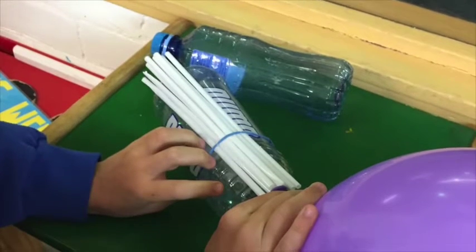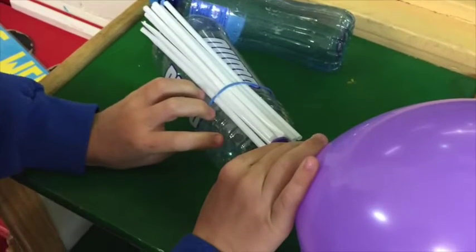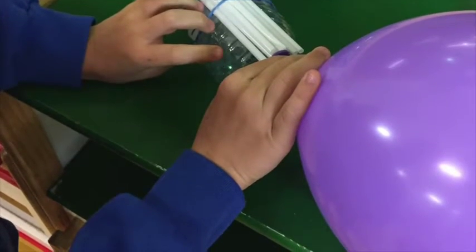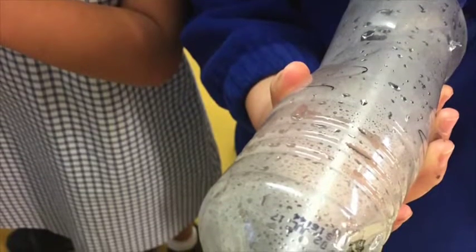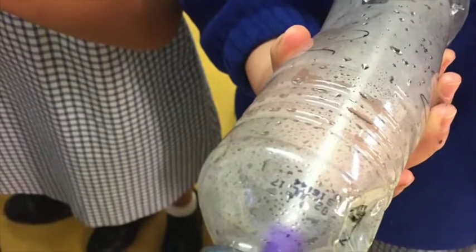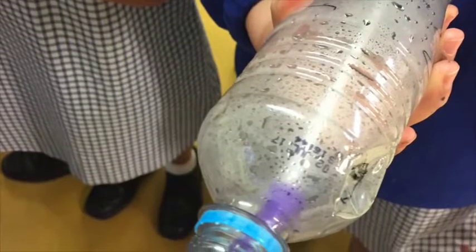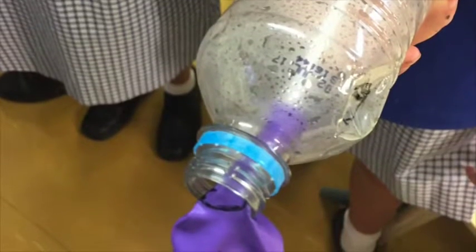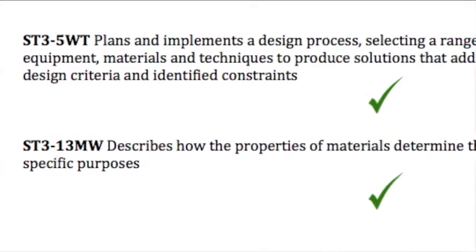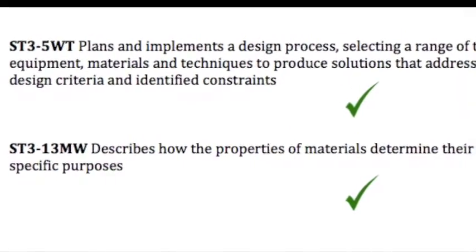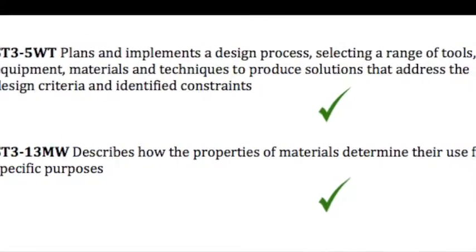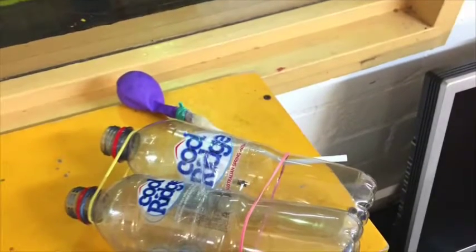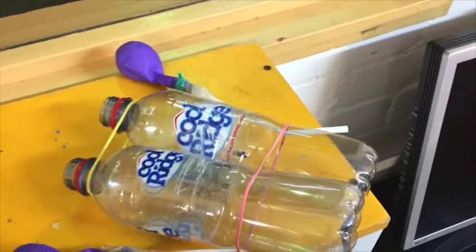Overall, I believe that the teaching and learning experience was a success. They planned and implemented a design process in making their balloon-powered cars and used a range of tools to produce solutions to the problem of the car not travelling forward, thereby achieving outcome ST3-5WT. In the planning of their designs, they were also working towards achieving outcome ST3-13MW by recognising how certain properties of the materials they were using could help their vehicle's performance.